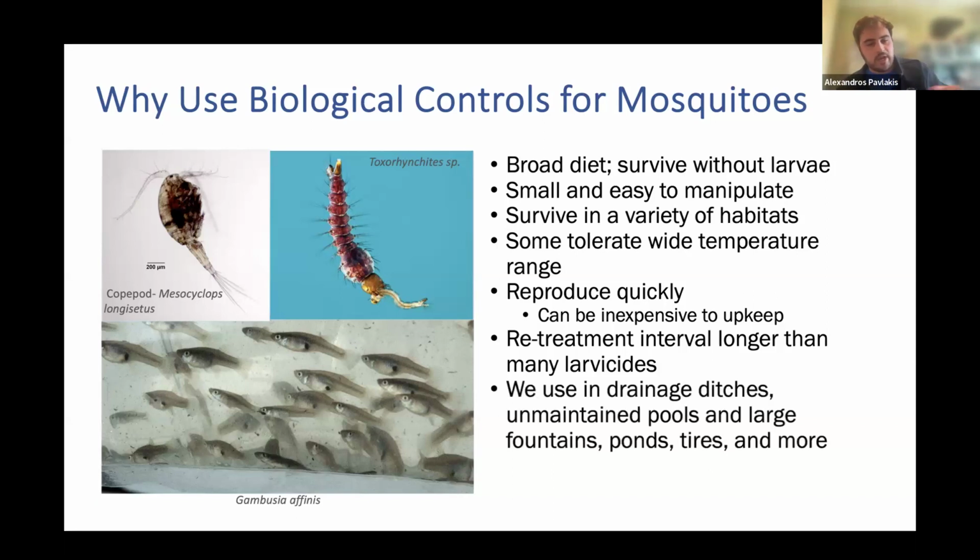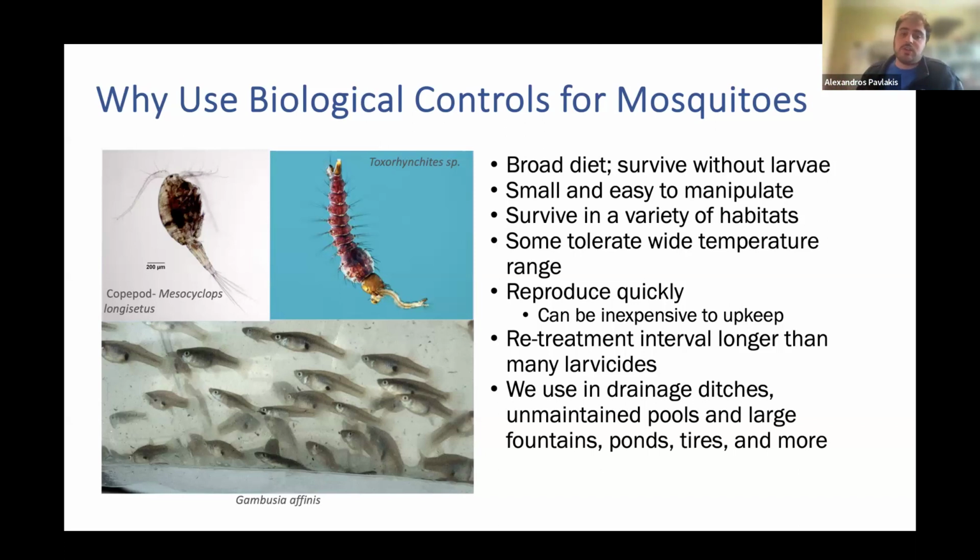And so, for example, like I said, Gambusia affinis we use in abandoned pools and large fountains. These copepods, which are very, very small microscopic crustaceans, are very easily dispersible and great, and they reproduce very, very quickly. And then Toxorhynchites species at the larval stage, they're eating other mosquitoes. So this is the cannibalistic mosquito.